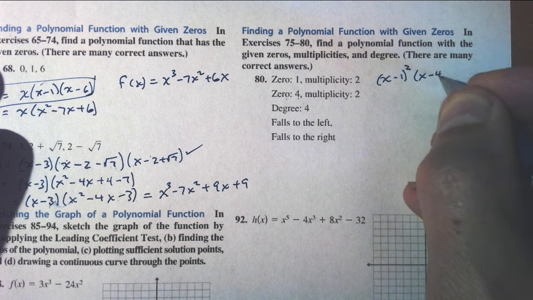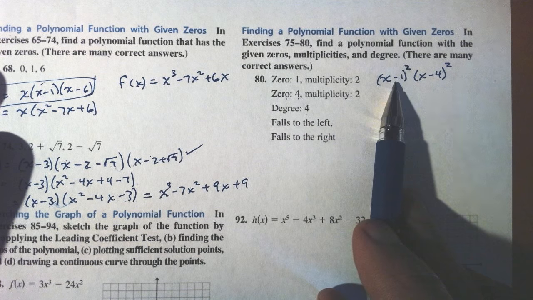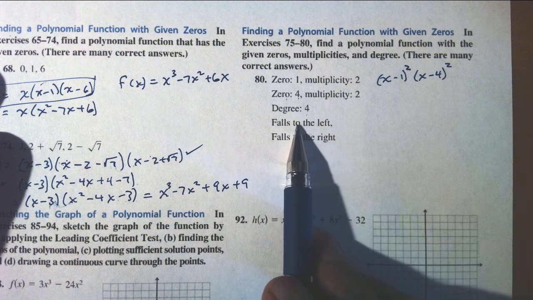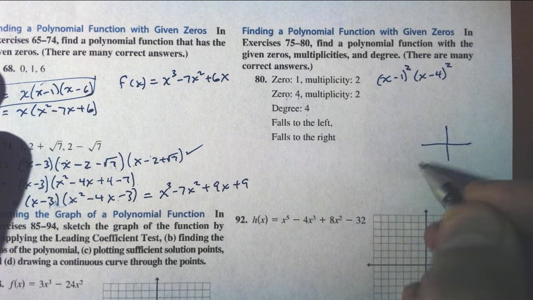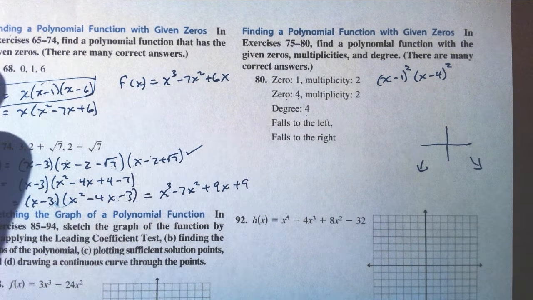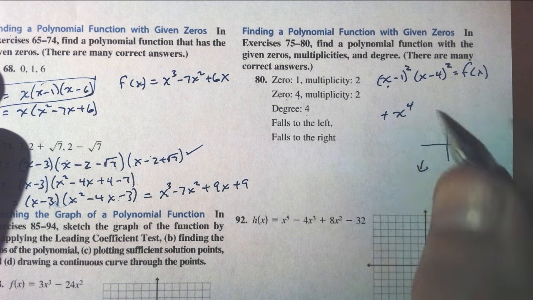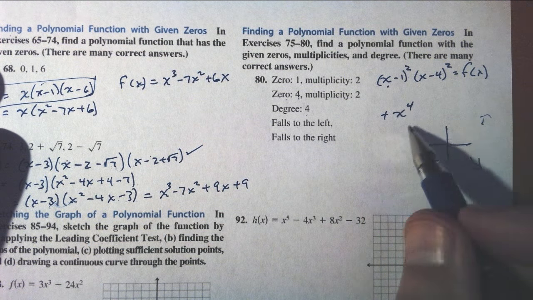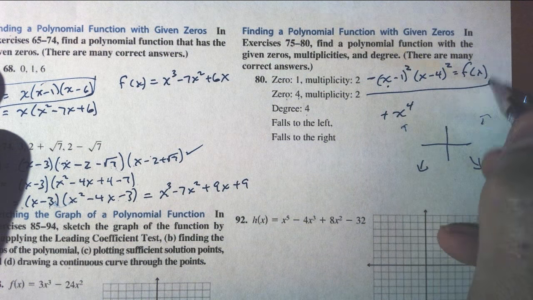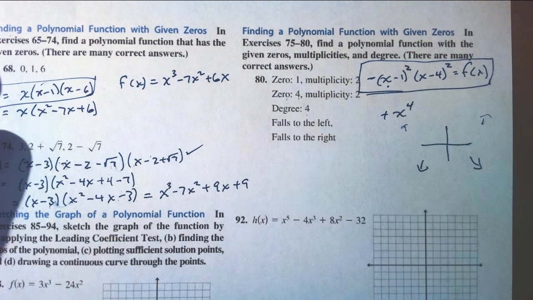The degree is 4. If I superfoiled this, I'd get an x squared and an x squared, multiplied together x to the fourth. I want it to fall to the left, so here's a quick sketch. It's going to fall to the left and fall to the right. If I was to superfoil this one out, as it currently is, my first term would be positive x to the fourth, and that would want to rise and rise. So I'm just going to put a negative in front of that. And we could do all the superfoiling, but I'm going to leave it at that.